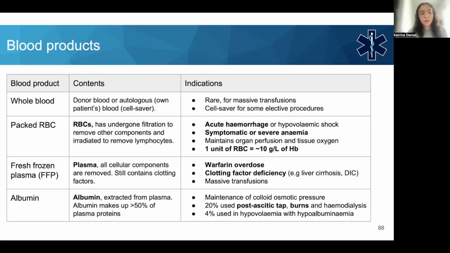So there are different concentrations you can give. Don't worry about the concentrations, but just learn why we would give it. So if somebody has had an ascitic tap, if they've had severe burns, and then hypovolemia, hypoalbuminemia, can't pronounce that. That would be, for example, if somebody has severe cirrhosis and their liver is not producing any albumin, that would be an indication.